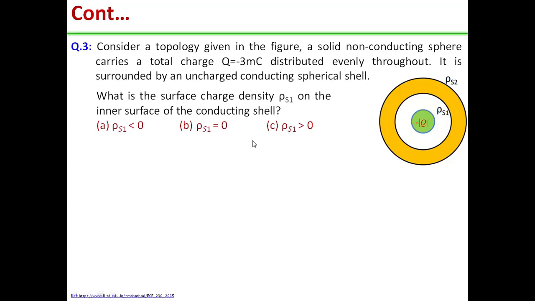Just pause your video here and try to think, and then let me answer. If you are thinking it is negative, then it is wrong. If you are thinking it is zero, again it is wrong. If you are thinking it is positive, then you are correct. So let us see why. Inside the conductor, we know that the electric field will be zero, and we have also studied this in the last videos.